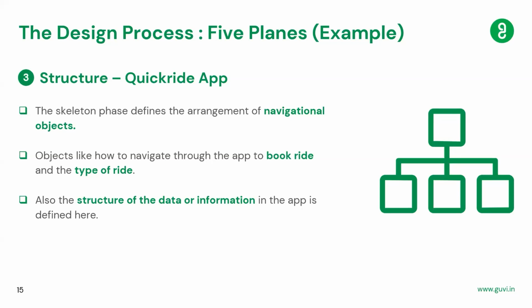The flow should be easy to understand. Nobody reads a manual these days, so it should be easy to use. People have already used Ola and Uber most of the time, so they know how these apps work. You have to be consistent with those apps and make your app easier for them to understand. Also, the structure of the information in the app, as I said, information architecture, is how the data will be divided or organized in your application.